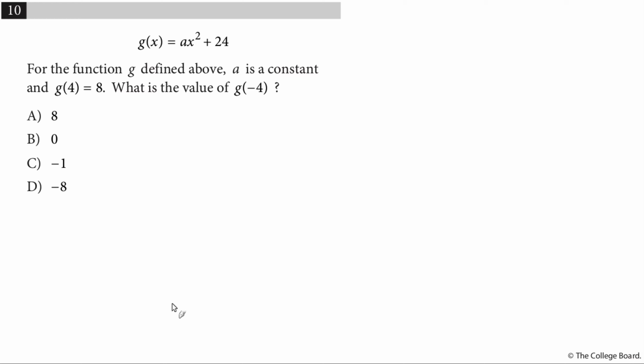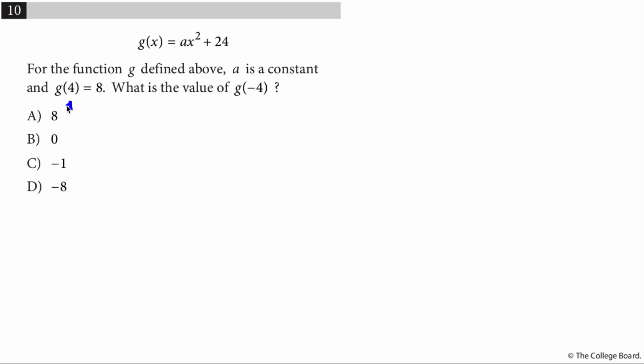Okay, so last problem for this. We have g of x equals ax squared plus 24. And for the function above, a is a constant and g of 4 is 8. What's the value of g of negative 4? Now, there are a couple of options. So I'll start off with the option that most people might go with, and that is the following.